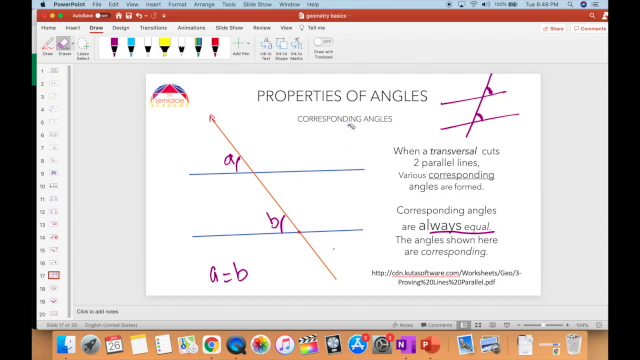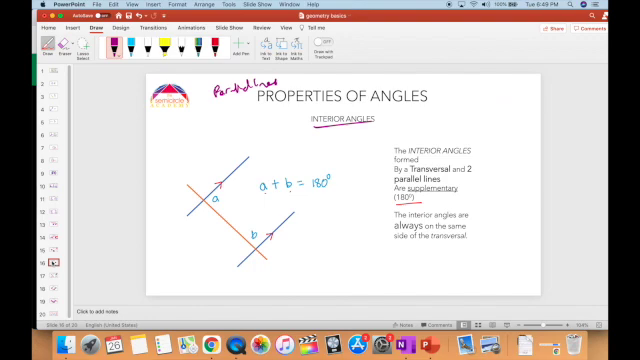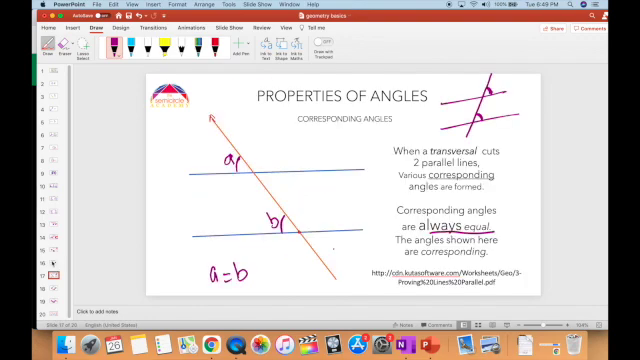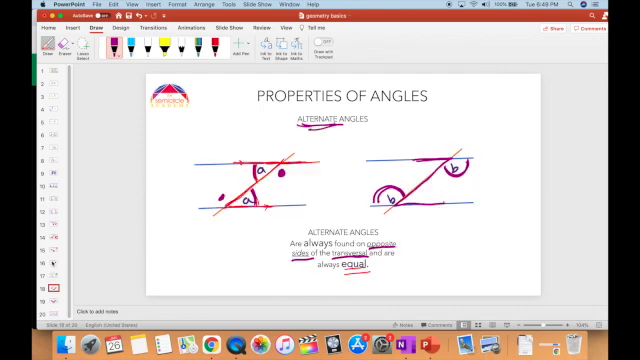The reason I'm saying this is because if for some reason in the exam you cannot remember what a corresponding angle or interior angle is, just know the vertically opposite rule. The other rules will help you to figure it out, right? So everybody understands corresponding angles. We have interior angles, we have corresponding angles, and next we have alternating angles, right?